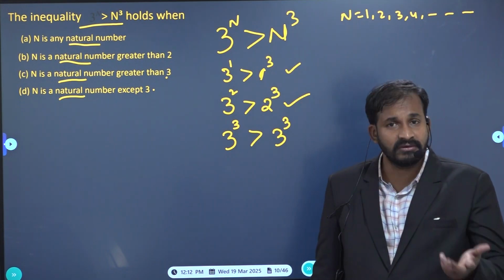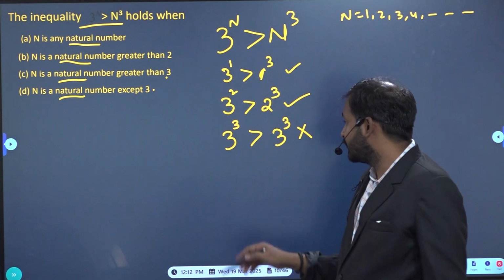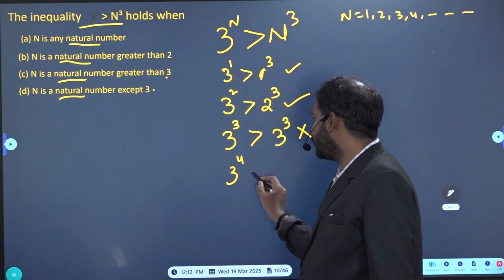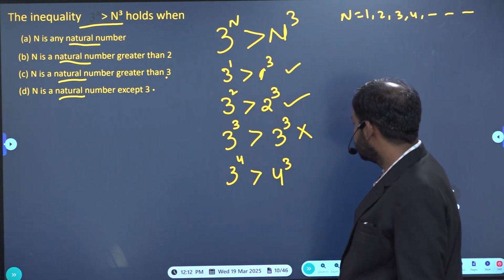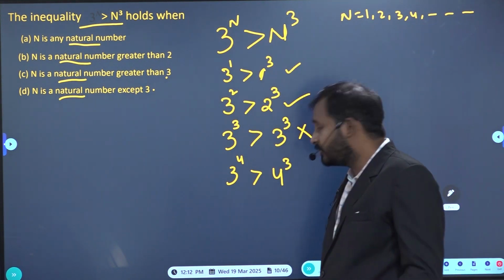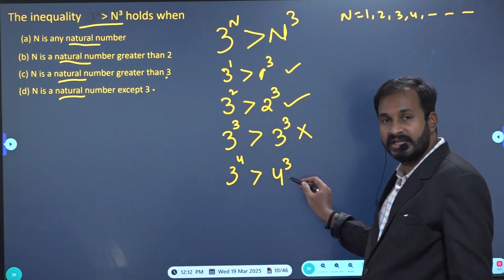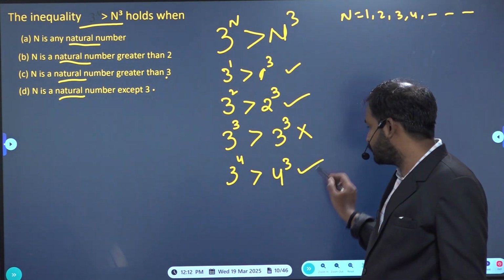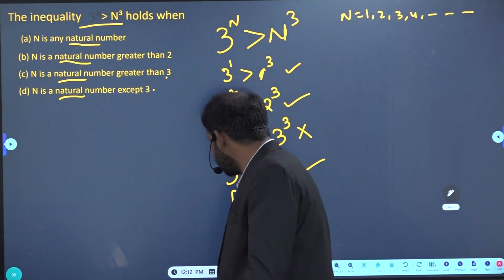3 cube is equal to 3 cube. So in this case it failed. Now we will see the next one. 3 to the power of 4 is greater than 4 cube. What is 3 to the power of 4? It is 81. 81 is greater than 4 cube, which is 64. Yes, it is true. From here onwards, if you check whatever may be the power, that means 3 power 5.